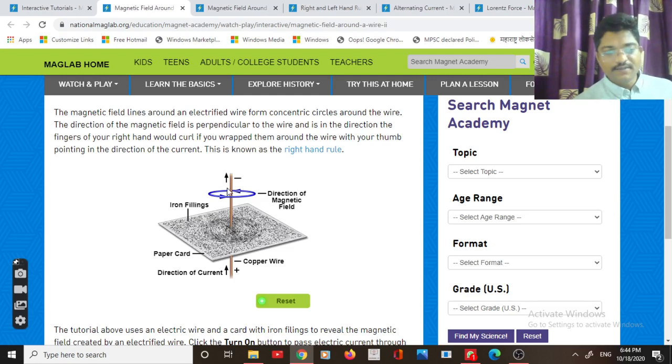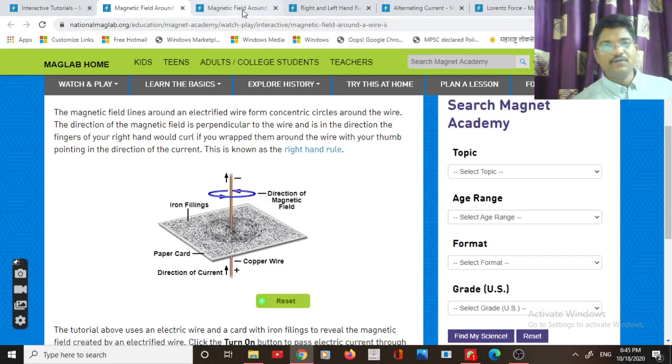As soon as the current passes through the conductor, it creates a magnetic field surrounding it, and the magnetic field is indicated with the help of this circular shape, that means the field lines. And we can identify the direction of the magnetic field with the help of the right hand rule. And what does this rule say?